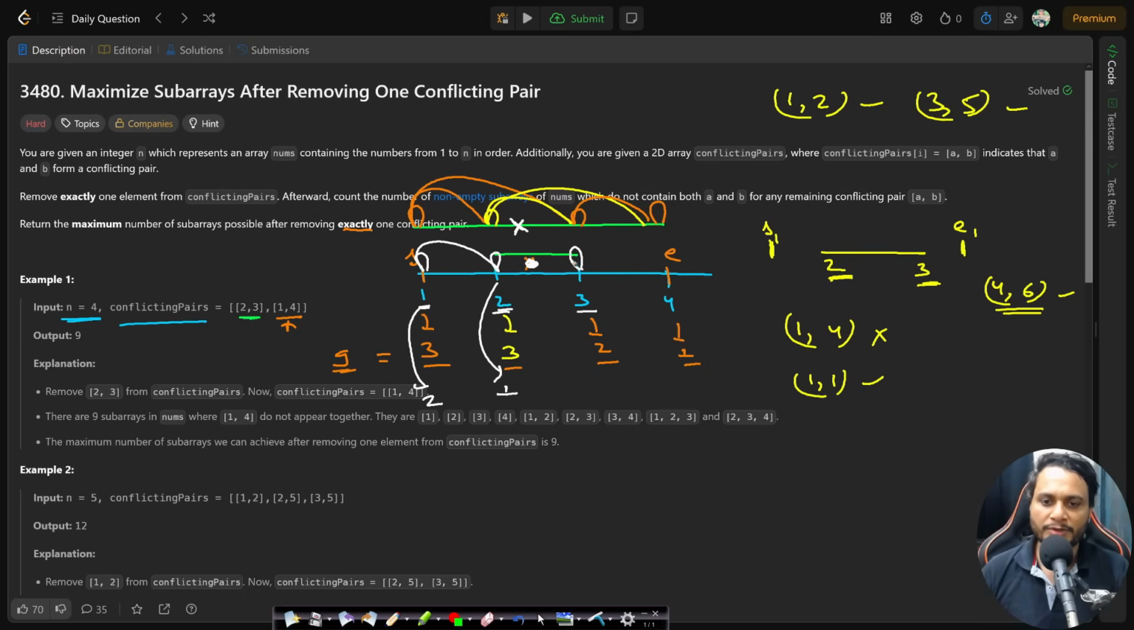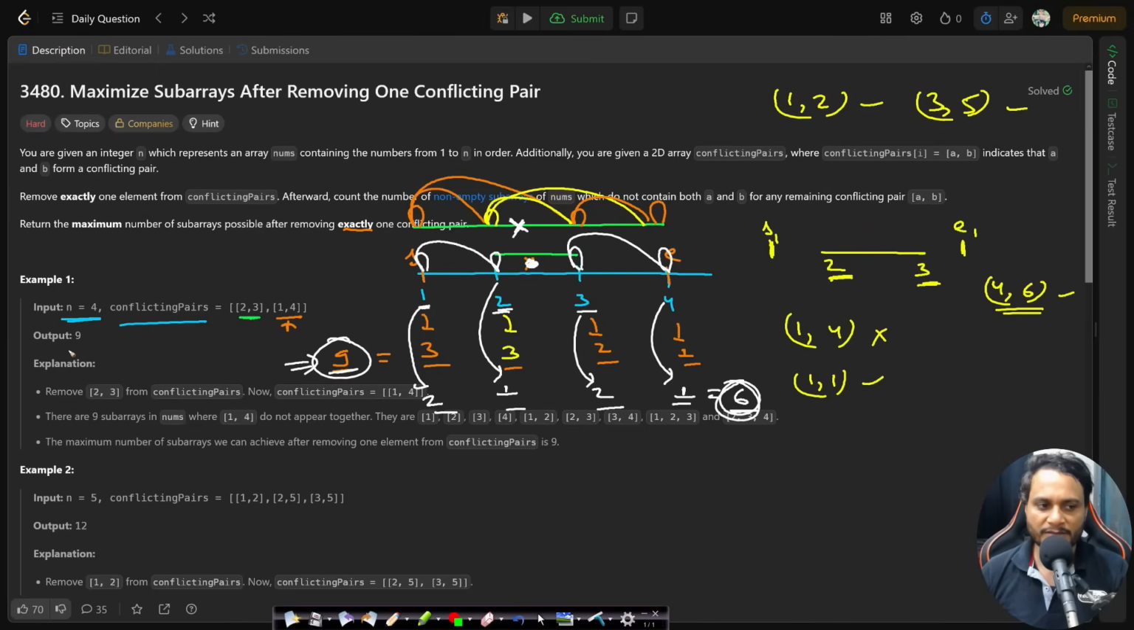For 3, you can have 3, 3 and 3, 4. So 2 count. And at 4, you can only have 4, 4. So 1 count. So the total count will be 2 plus 1, 3, plus 2, 5, plus 1, 6. So if you had removed the larger conflicting pair, then you get 6 valid subarrays. And if you remove the smaller conflicting pair, in this case, you get 9. Which one is maximum? 9 is maximum, and that is why 9 is the answer.